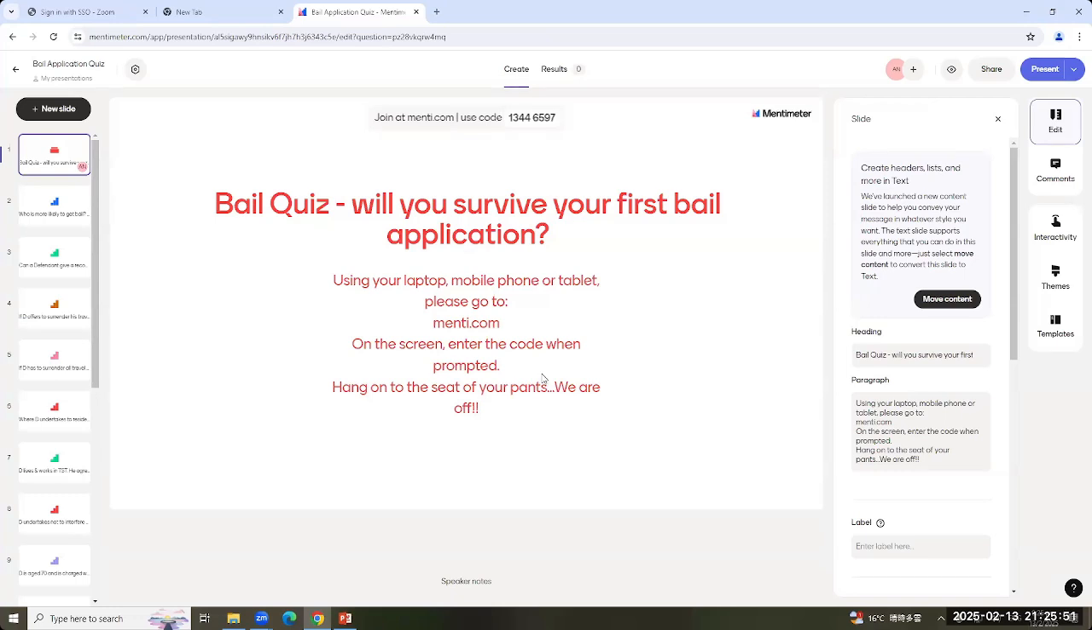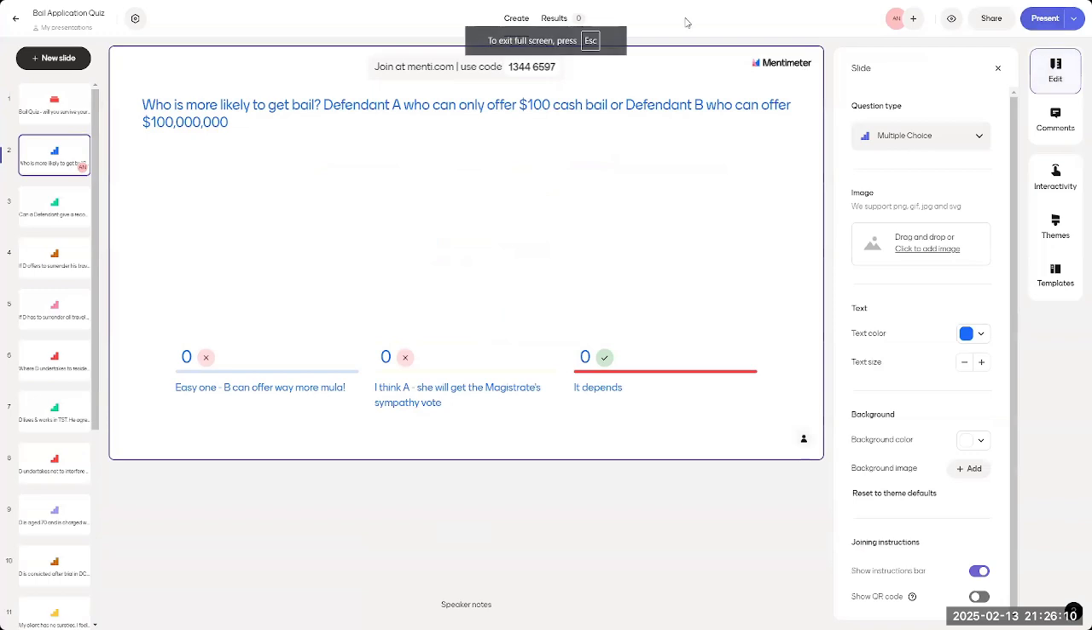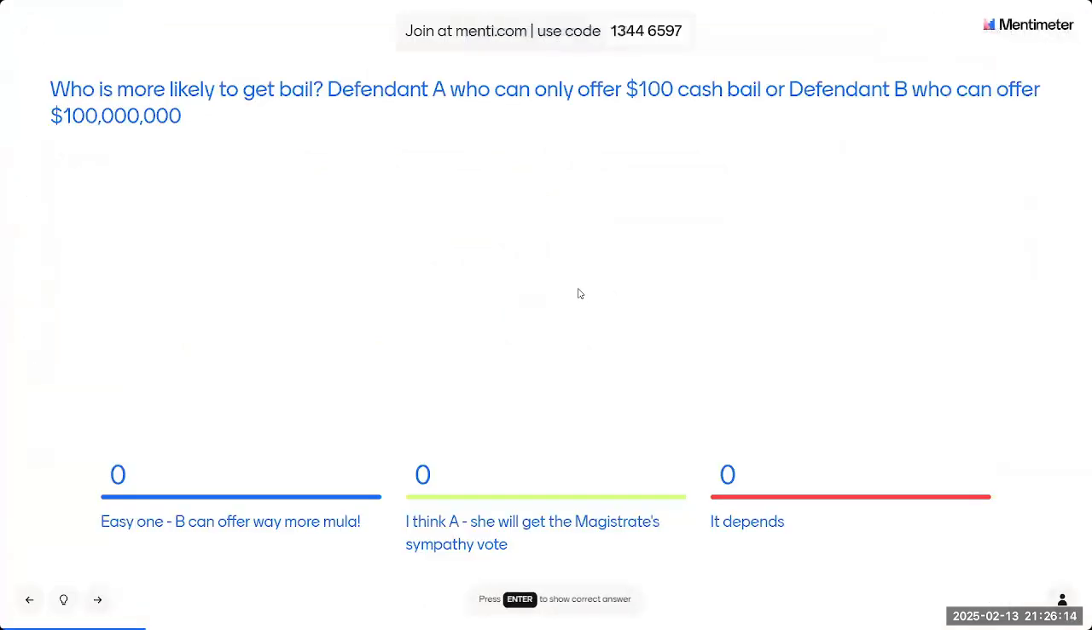Hang on to the seat of your pants. Will you survive your first bail application? So I tried to make these questions a little bit practical as well. So who is more likely to get bail? Defendant, sorry. Can you actually put your answers in? No, let's just present it first, sorry. Okay, who is more likely to get bail?